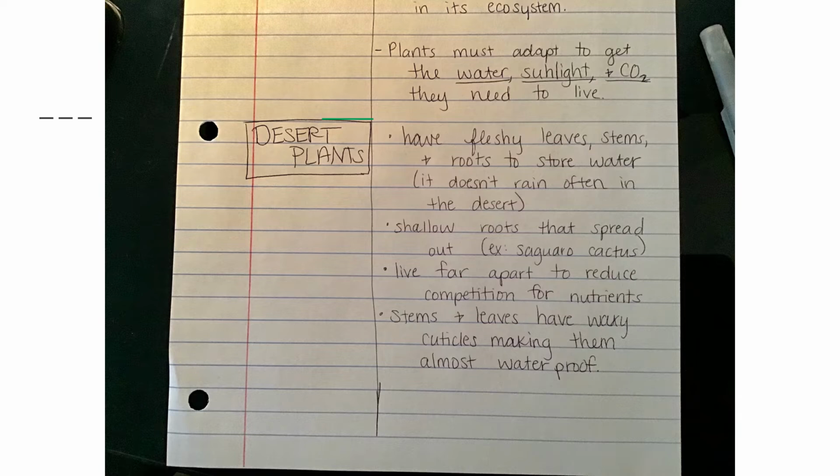For the handwritten notes, I made my topic over here, desert plants, and then on the right, I listed all the different kinds I just went over. They have fleshy leaves, stems, and roots to store the water because it doesn't rain often in the desert. They have shallow roots that spread out as opposed to growing deep into the soil, for example, the saguaro cactus. They live far apart to reduce competition for nutrients, both water and food. And their stems and leaves have waxy cuticles, which makes them almost waterproof, so that the water will stay in the plant for as long as possible.